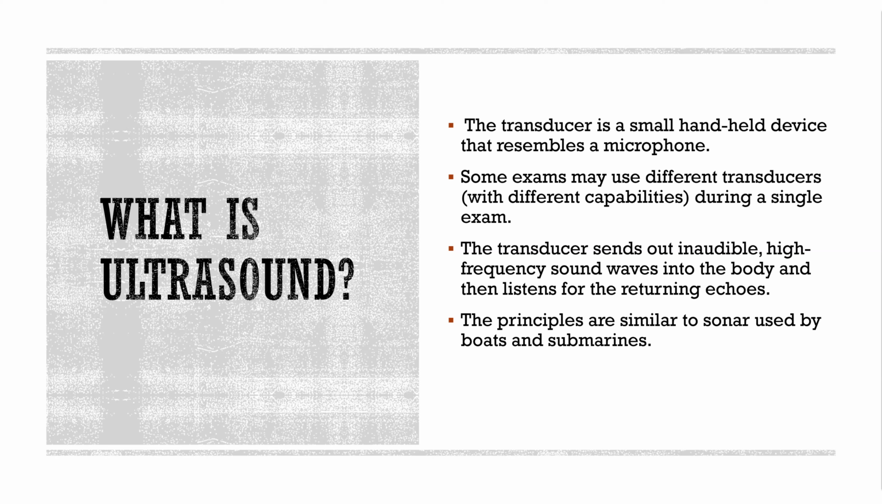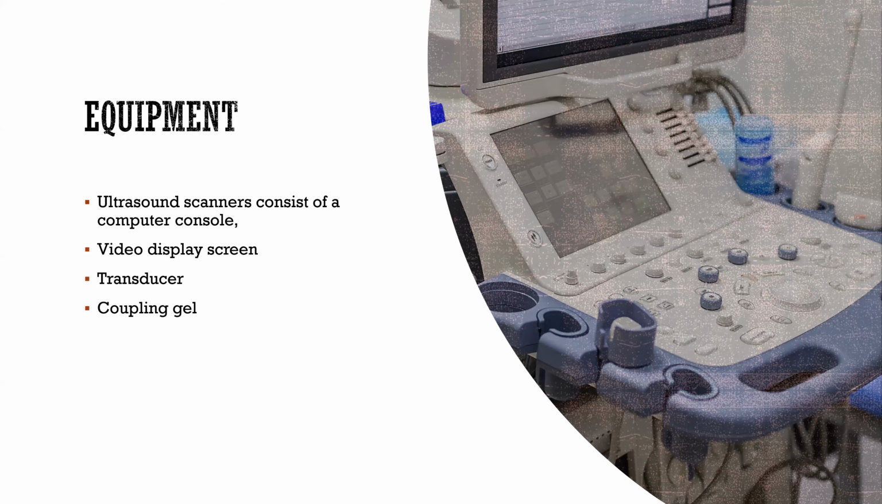So when we talk about ultrasound, there's some standard equipment, particularly when we're talking about it in terms used for diagnostic, but there's usually a scanner, and it consists of the computer console, which many of you may be familiar with in this picture. There's a video display screen where you can see the image. There's the transducer, which is the device that sends out the sound waves. And then there's what we call coupling gel, or often it's referred to as ultrasound gel. And so those are the four main components of our ultrasound equipment.